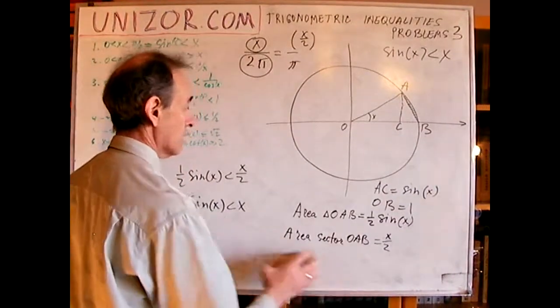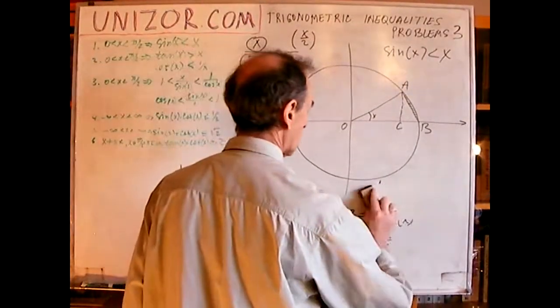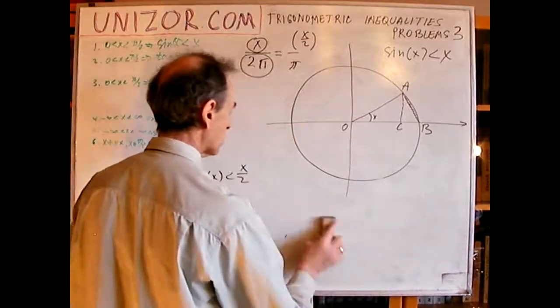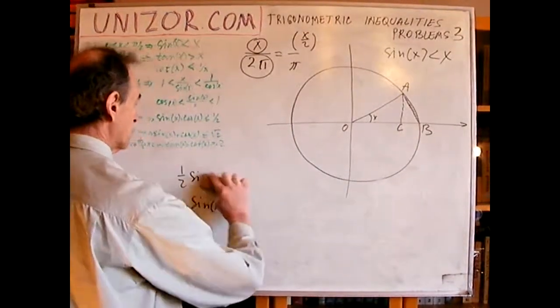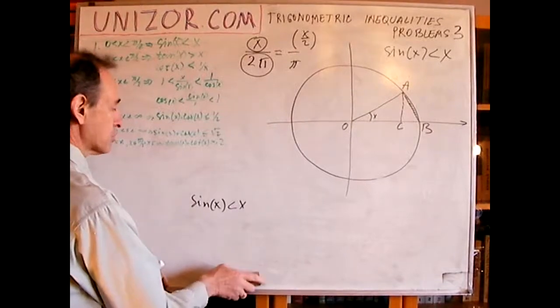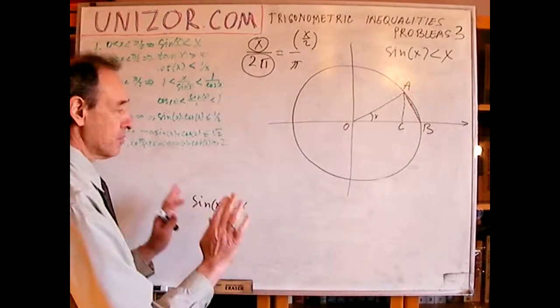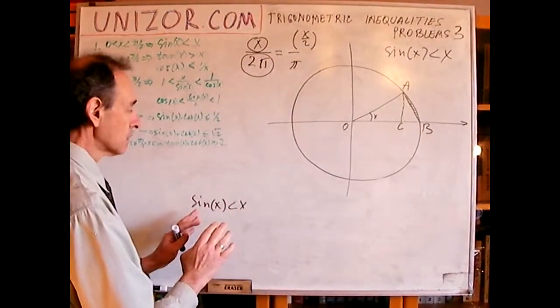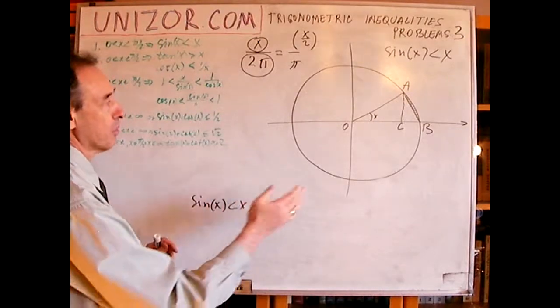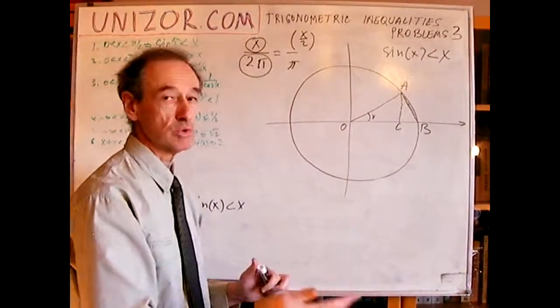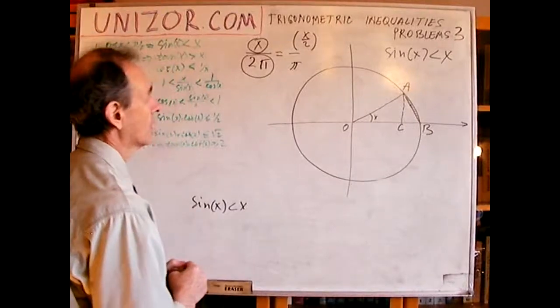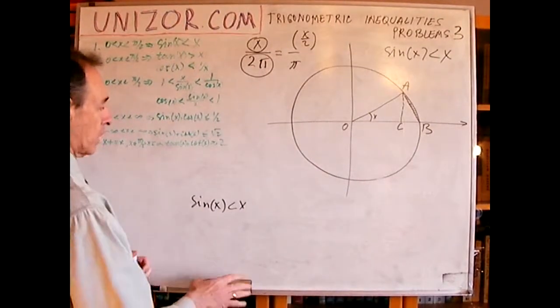Now, that's it. That's the first trigonometric inequality I wanted to present to you. And again, don't forget that I'm talking right now only about angles x from 0 to pi over 2. I'm talking about acute angles only. Well, that's number one.